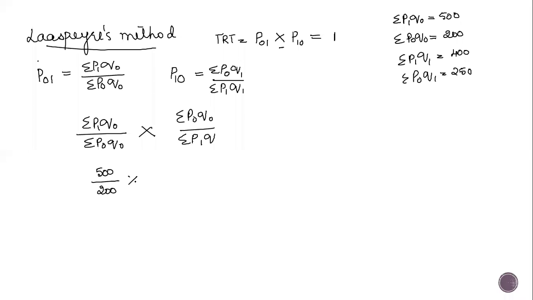200, into summation P0 Q1, what is the value? 250, divided by, what is the value here? 400. Okay, so when you calculate this, you should get equal to 1. Here you need equal to 1. Okay, now 500 divided by 200, what is the value? 500 divided by 200, how much?